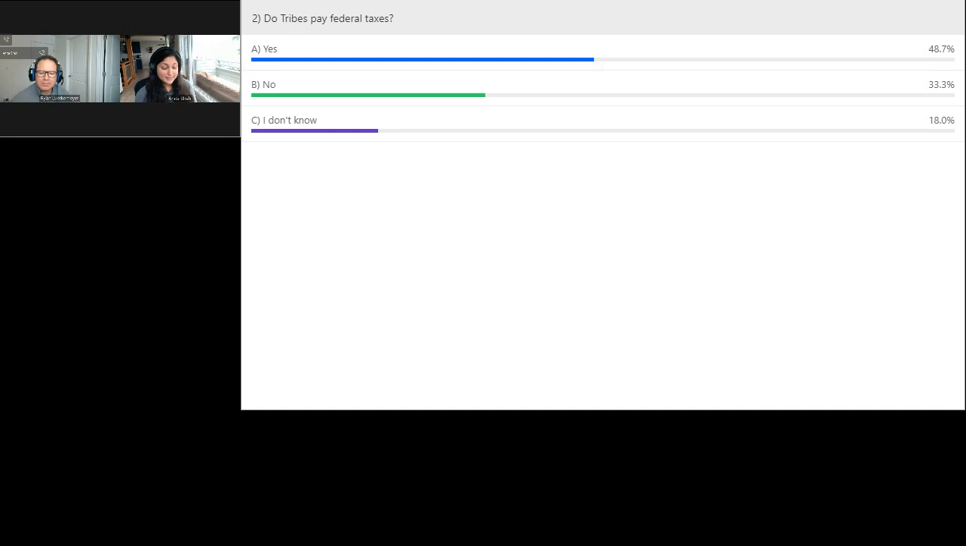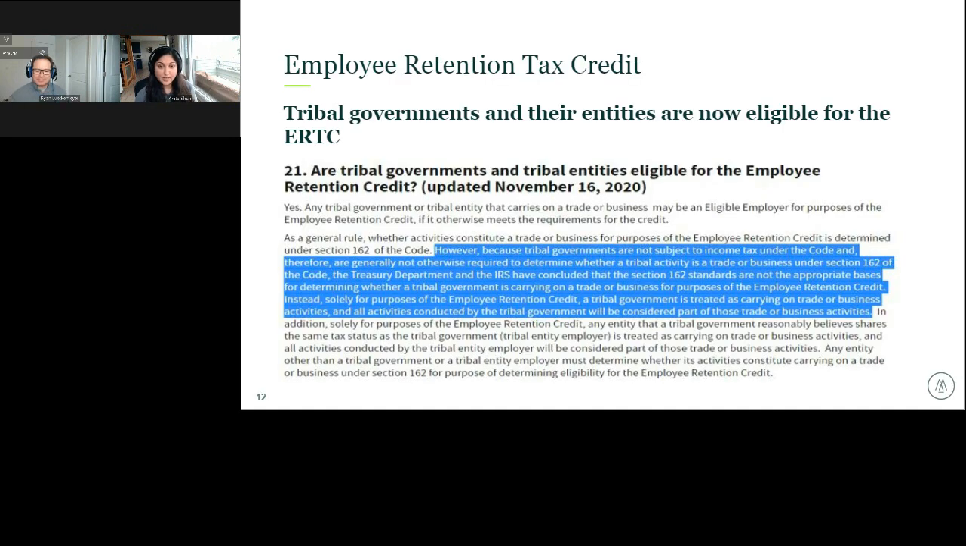So last year in March of 2020, the CARES Act was released, and it allowed for this employee retention credit, which is a fully refundable tax credit for employers. At the time, it said that the tax credit is available to businesses and tribal business concerns, but we weren't sure whether this is applicable to tribal governments and other tribal entities.